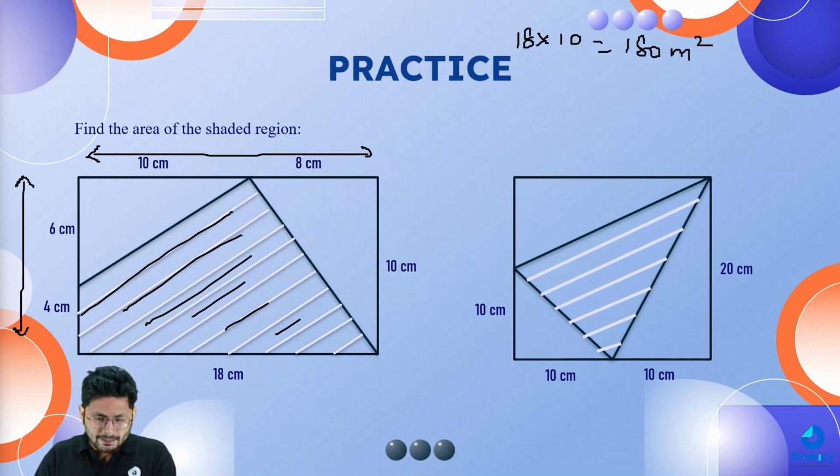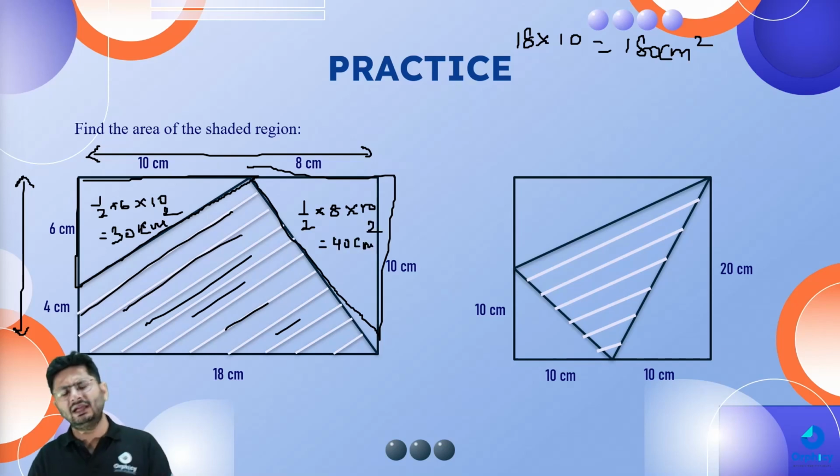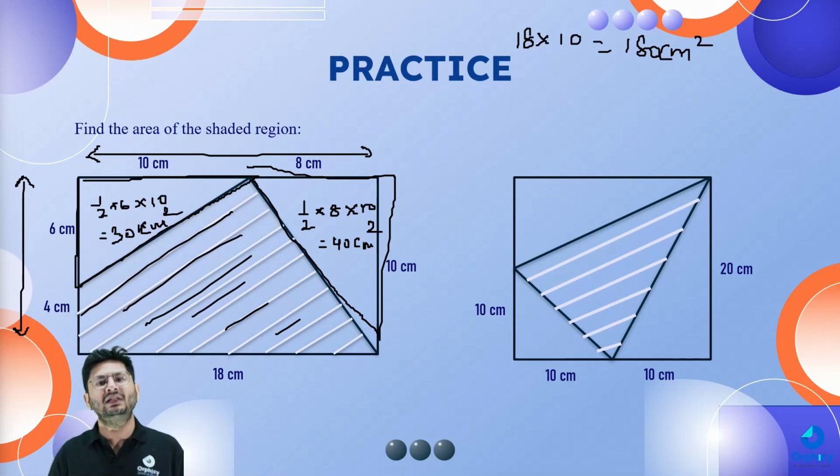After that, if I want to calculate just this area, that would be half into 6 into 10 that is 30 centimeter square. This is centimeter square, I'm sorry. Okay, and if I want to calculate this area, it would be half into 8 into 10 that is 40 centimeter square. So I subtract the area of the not required region from the total area.